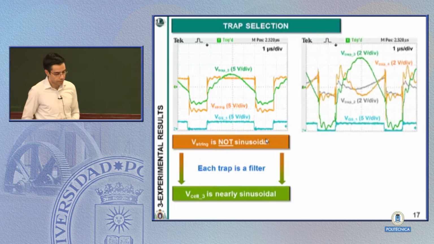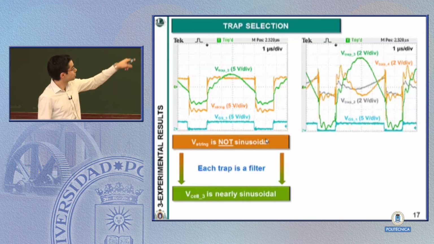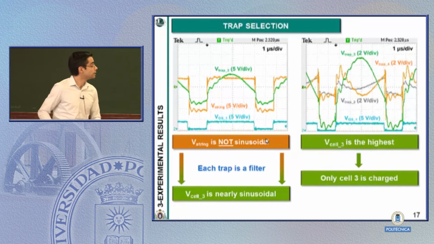On the right, what we have is a comparison between the voltage of the chosen trap, trap 3, with a different scale, but the green line again, and the voltage of the adjacent traps, of trap 2 and trap 4. And as we can see, the voltage of trap 3 is the highest. So actually, I can control which cell is going to be charged by the equalizer.